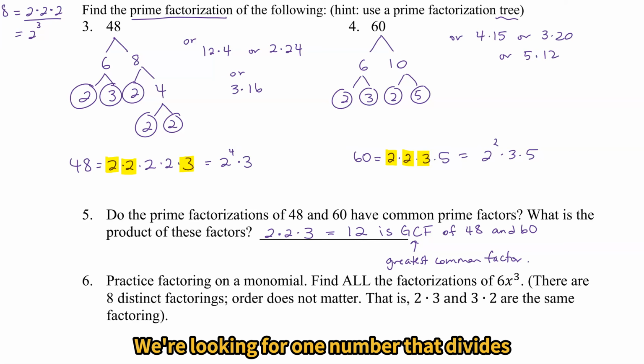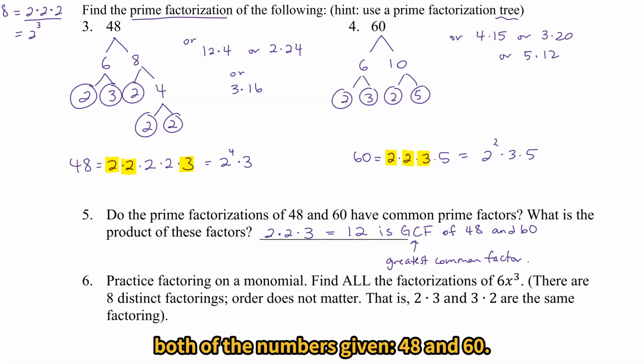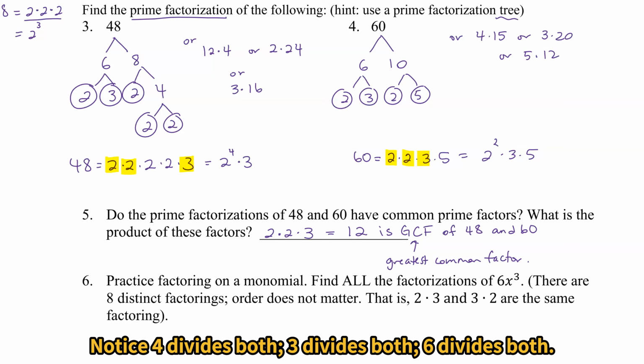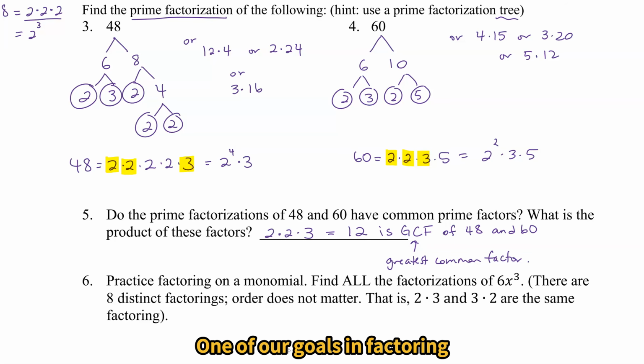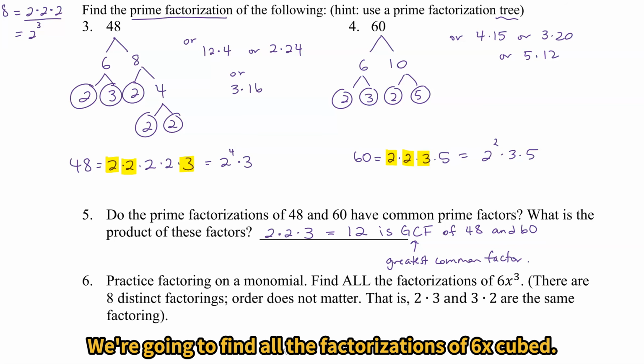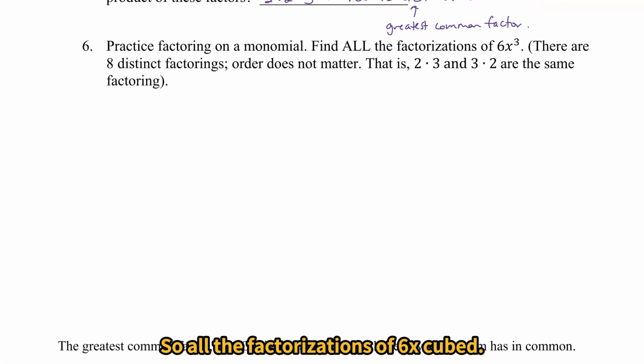We're looking for one number that divides both of the numbers given, 48 and 60. And 12 is the largest of the numbers that divide both of them. Notice 4 divides both, 3 divides both, 6 divides both. One of our goals in factoring polynomials is to find the greatest common factor of all the terms. Let's start out with just a single term. We're going to find all the factorizations of 6x cubed.